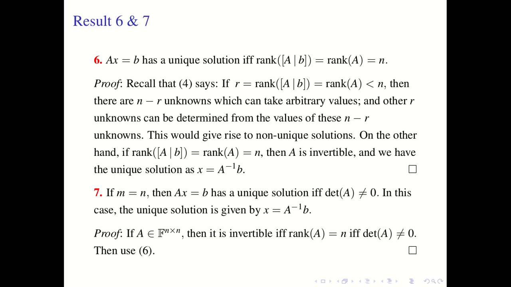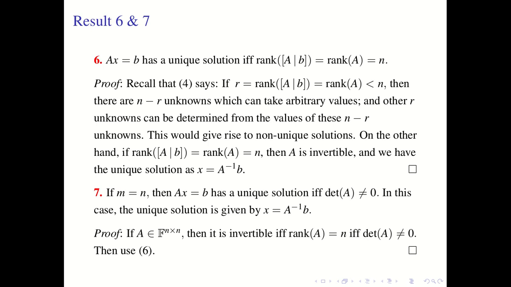then there are n minus r unknowns. This n minus r will be at least 1. Therefore, it will have infinitely many solutions. So Ax equal to b does not have a unique solution. If the rank of the augmented matrix is equal to the rank of A, which is strictly less than n, then Ax equal to b does not have a unique solution.